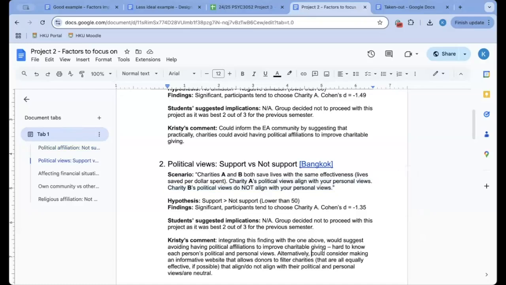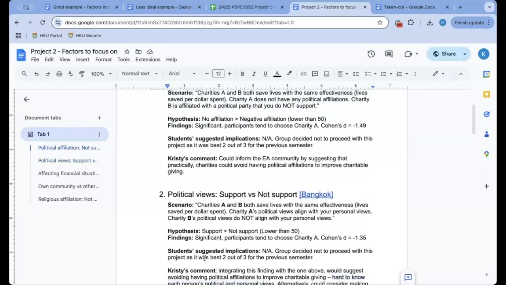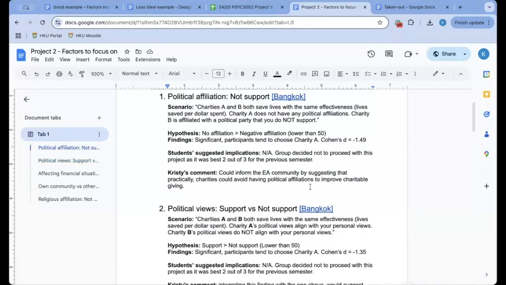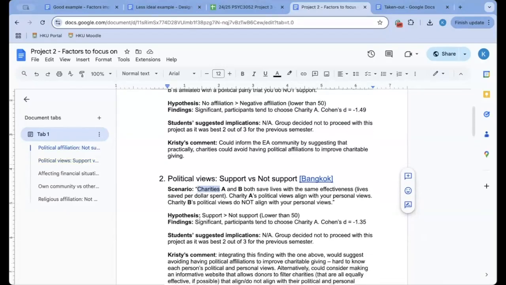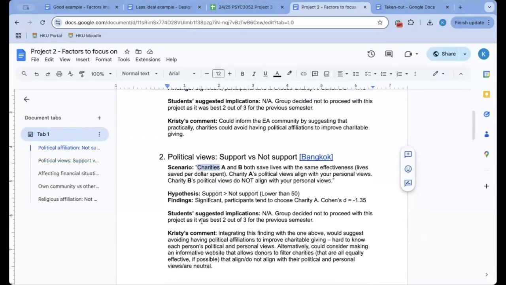Adding on to that, if it's quite hard to actually know each person's political and personal views, another implication would be that somebody could consider making a website that categorizes the charities into different political views or that they're neutral, and allow users to filter through that information and decide which charity they should donate to. If possible, let's hope that all of the charities are equally effective.